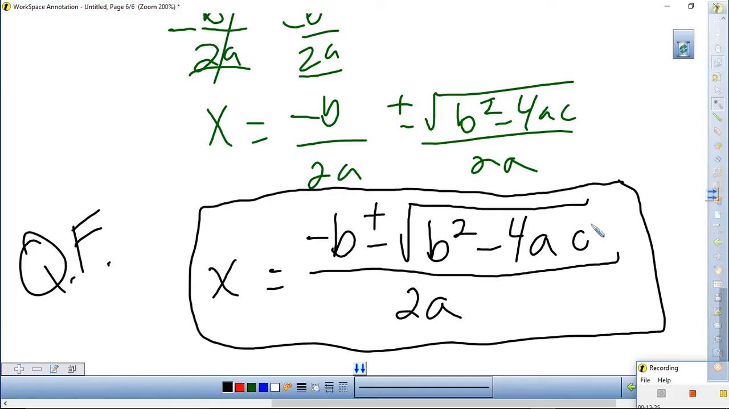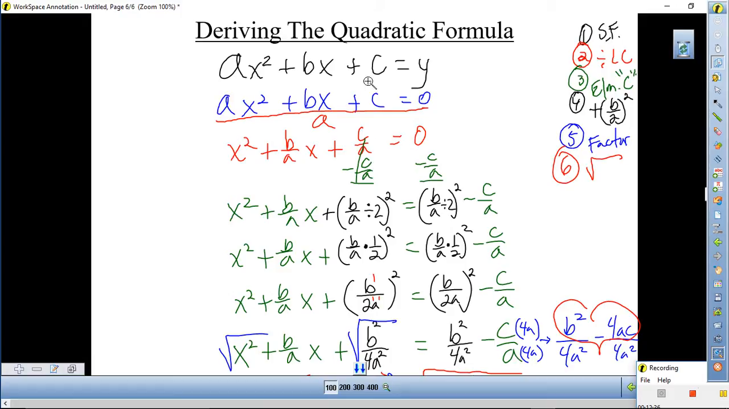Everybody's like, what just happened? Isn't that cool? And we just derived the quadratic formula from what? From the standard form of a quadratic equation. So you're like, what just happened? Copy this, please. Copy that, and then I'll scroll up as soon as I see that you're ready for the next one.